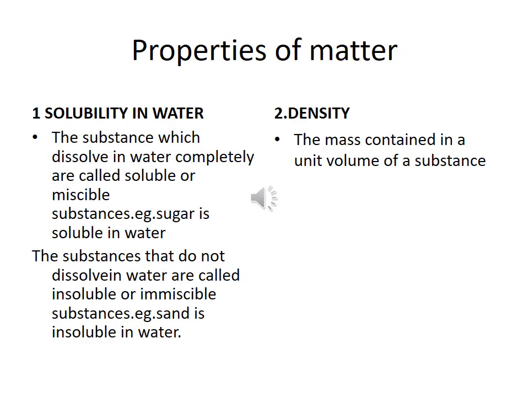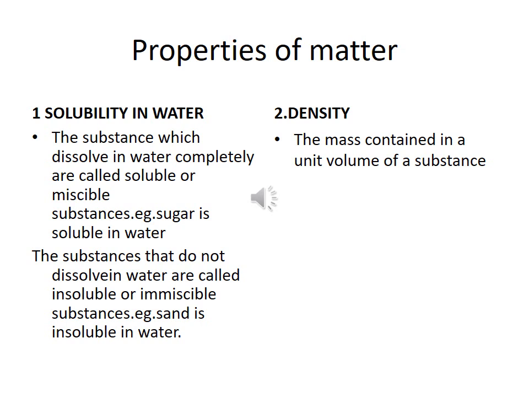Number 1, solubility in water. Some substances will dissolve in water completely, which are known as soluble or miscible substances. Example, sugar is soluble in water, salt is soluble in water. Some substances that do not dissolve in water are called insoluble or immiscible substances. That is, sand is insoluble in water.